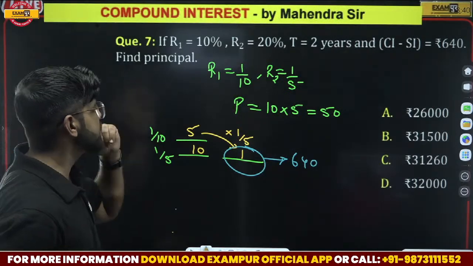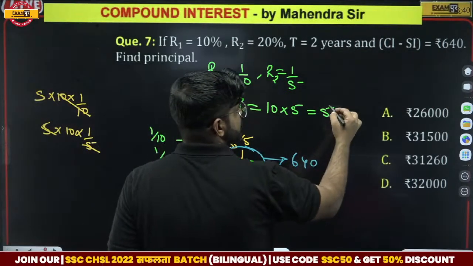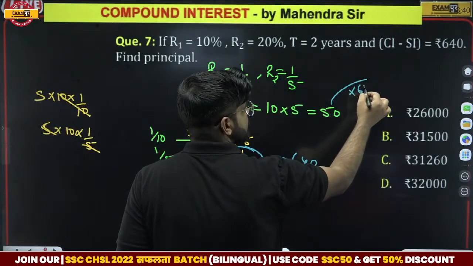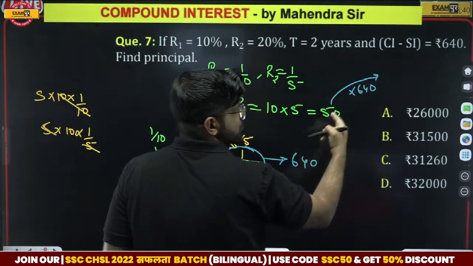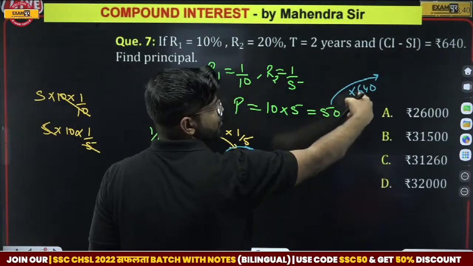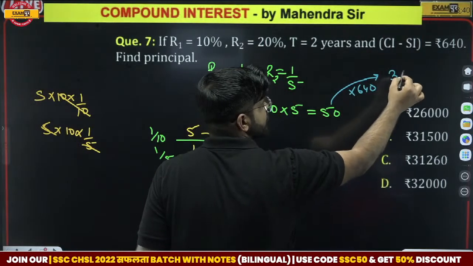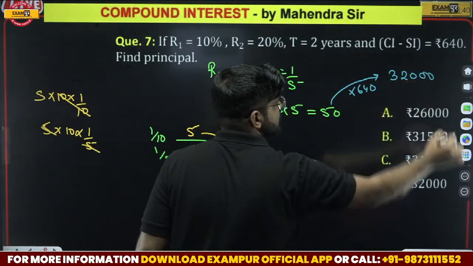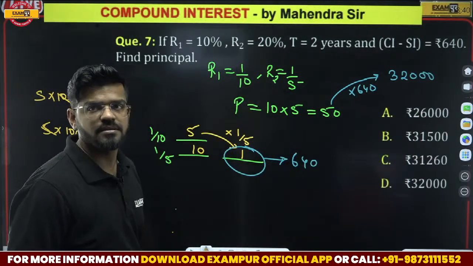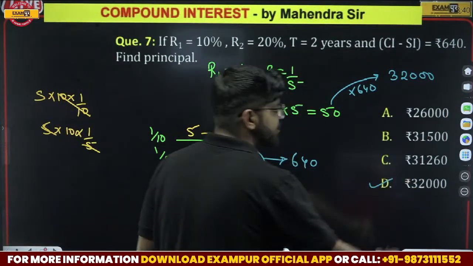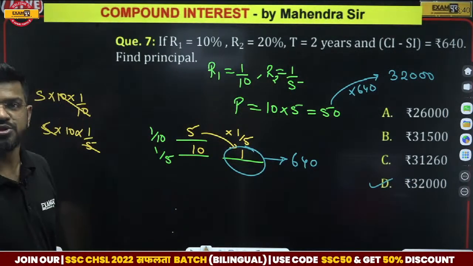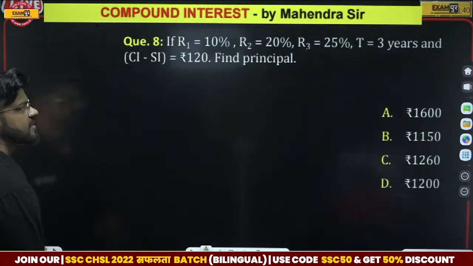Then what is asked? The principal is asked. So you have to just multiply it by 640. So 100 by 10, 100 by 2, just divide it by 2. So we will get 320, and 100 is 00. 32,000 is the absolutely correct answer. Superb, Manoj, superb. Let's see the next question.